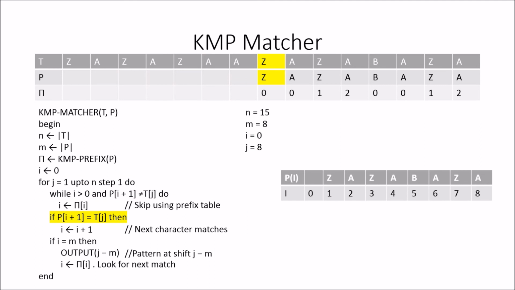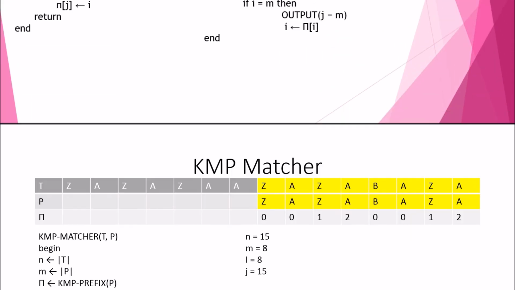i is not greater than 0, so we do not enter the while loop. P[i+1] does equal T[j], so i is incremented. i does not equal m, and we go back to the top of the for loop. From here on in, we have matches until the end of the example.